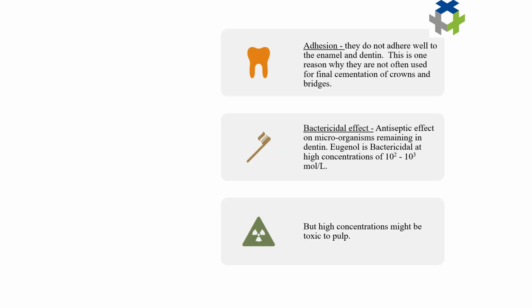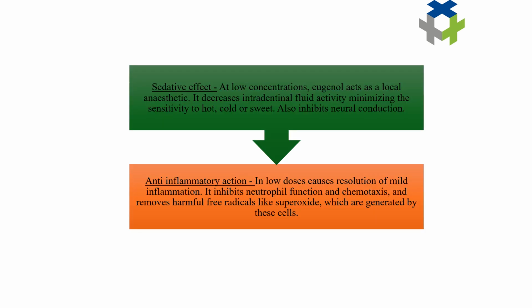So coming on to adhesion, they do not adhere well to enamel and dentin. This is one reason why they are not often used for final cementation of crowns and bridges. And coming on to bactericidal effect, it has an antiseptic effect on microorganisms remaining in dentin. Eugenol is bactericidal at high concentrations of 10 power 2 to 10 power 3 moles per liter, but high concentrations might be toxic to pulp.